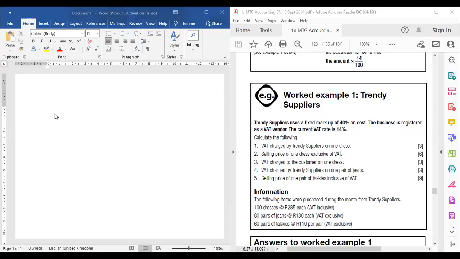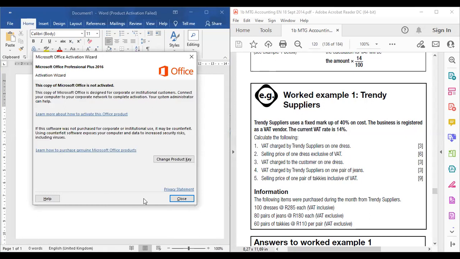Okay, so we're going to do this like the example. Trendy suppliers uses a fixed markup of 40% on cost. The business is registered as a VAT vendor. The current VAT rate is 14%. So here they were still using 14% on this question that I'm using. So what we're going to do is that they told us that what?